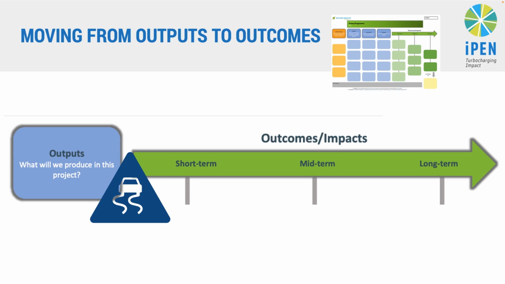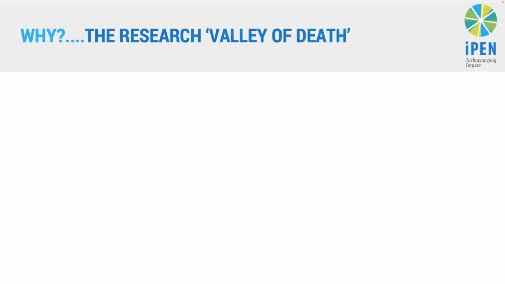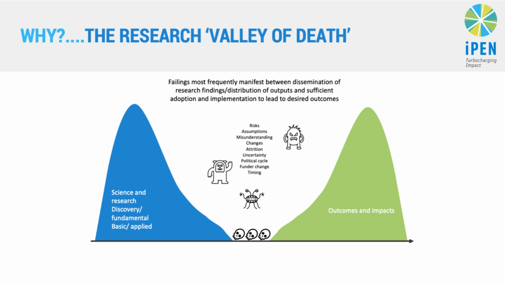So why is that? Well, the why is where this research valley of death occurs. This gap. This is where great research can go to die. Now, this is not any reflection of the quality of the work, the teams involved, and so on. What it reflects is broader, more complex systemic challenges.